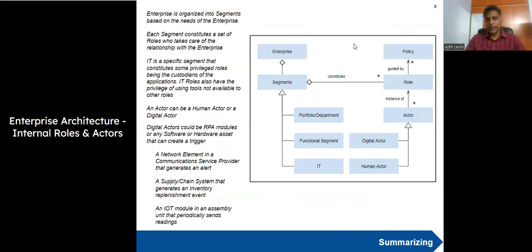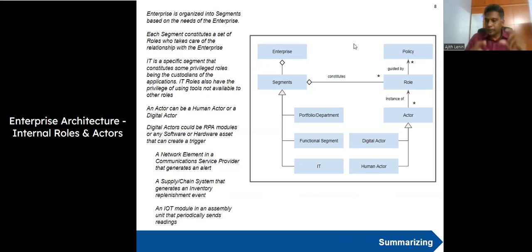Similarly, on the internal roles and actors perspective, it's a similar relationship. Instead of having parties, the enterprise consists of segments. We looked in the previous videos, on the breadth and depth segment, at how an enterprise needs to be broken down into segments. These segments could be portfolios or departments, or functional segments, and I'm capturing IT as an important segment here. Just wanted to make sure, because IT always has a set of internal actors such as developers or testers who are privileged actors. So that's an important aspect that we need to capture.